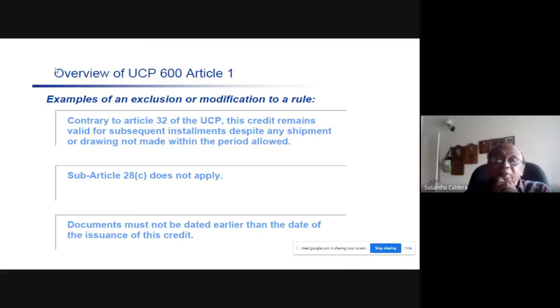Then this one, documents must not be dated earlier than the date of the issuance of this credit. Normally, documents can be dated before the issuance of the credit. There's no hard and fast rule for that. But if you want to see all the documents dated after the issuance of the LC, then we have to mention documents must not be dated earlier than the date of the issuance of this credit. Right? That comes under Article 8(1), but this last one goes under conditions, terms and conditions. Right? Okay.